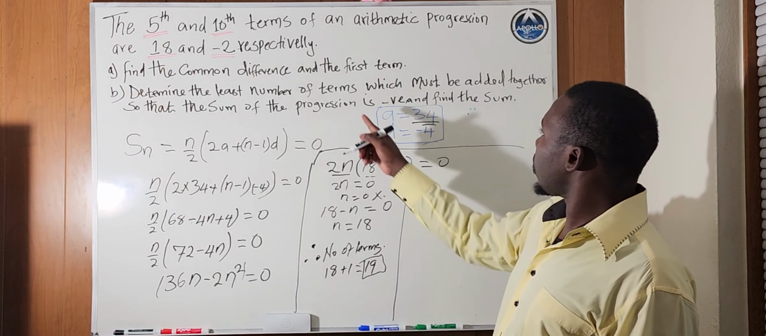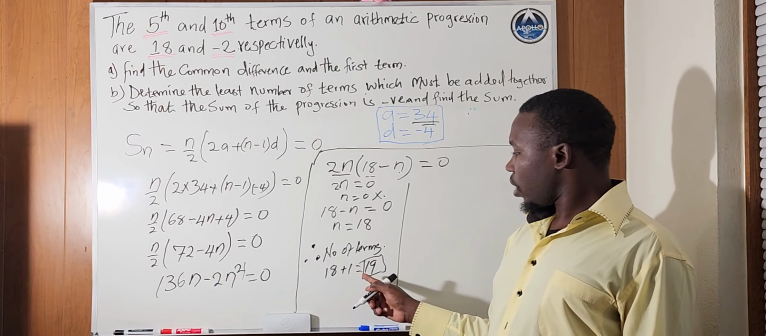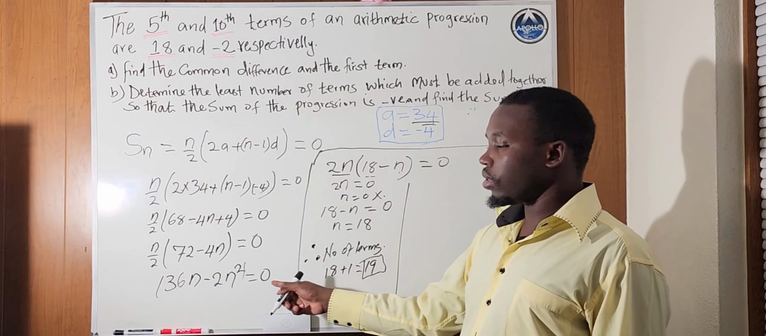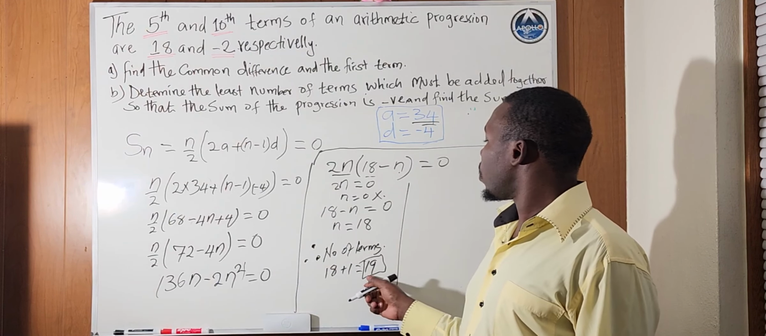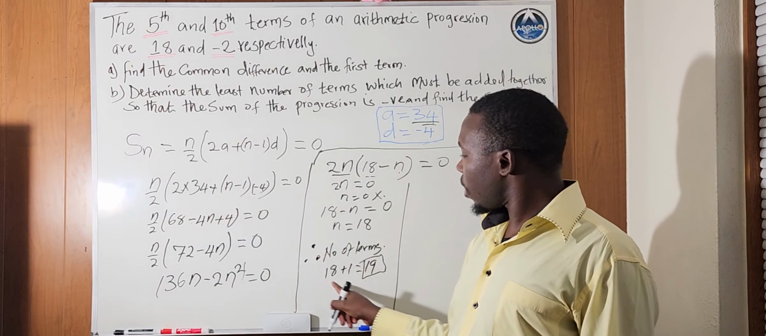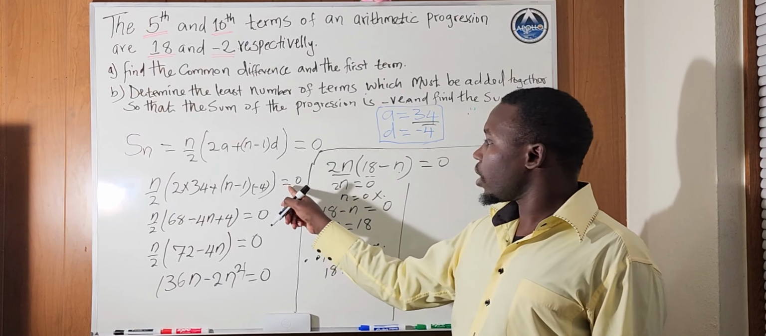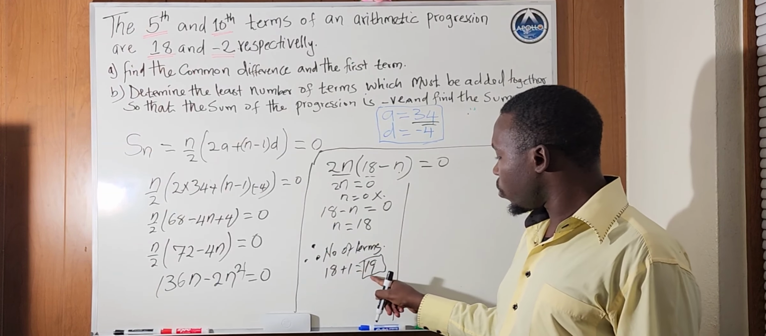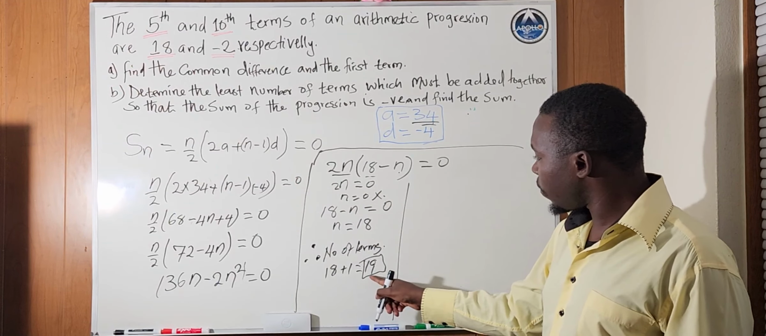We are asked to find the number of terms. We have found the number to be 19 now. The 18 terms will give us 0. But if we need the sum to be negative, we add 1 term to it. So that if we find the summation of 19 terms, we'll get a negative value. You can prove it from your side if you want to see whether it gives you the negative answer. So we have 19 terms.